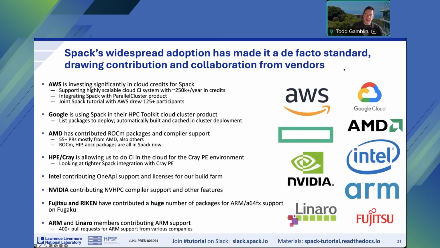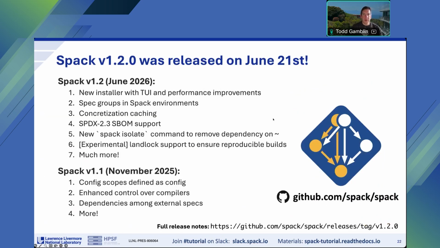Spack's also been adopted by industry, so it's actually used by Amazon, Google, and Azure for their cloud HPC offerings for deployment in one way or another. Amazon helps us out with cloud credits for CI, and AMD, HPE, Intel, NVIDIA all contribute to the package repo to keep their packages up to date. And ARM, it's been very useful to have the kind of industry engagement we've been able to get by having sort of a center of mass around Spack as the way to deploy packages for HPC.